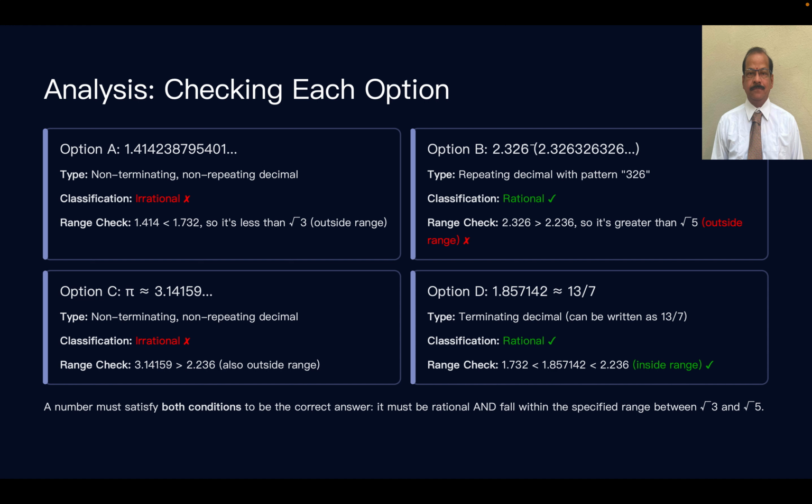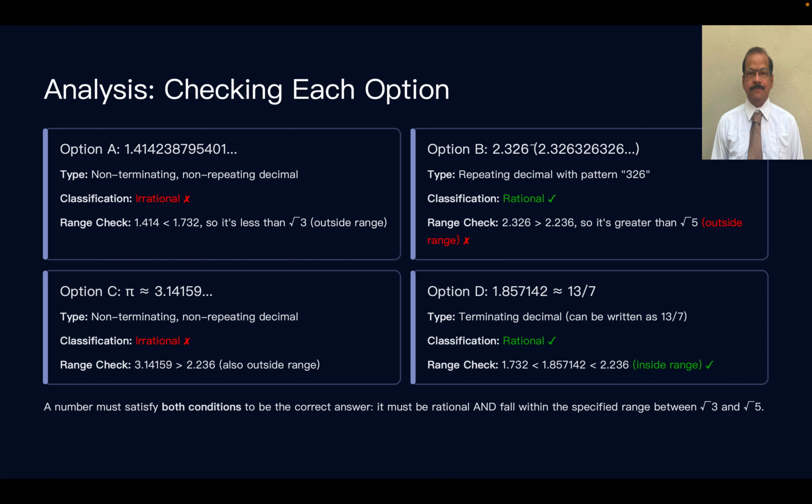So, which is rational and also lying between root 3 (1.732) and root 5 (2.236). Therefore, 1.857142 will comfortably lie between these two decimal values.